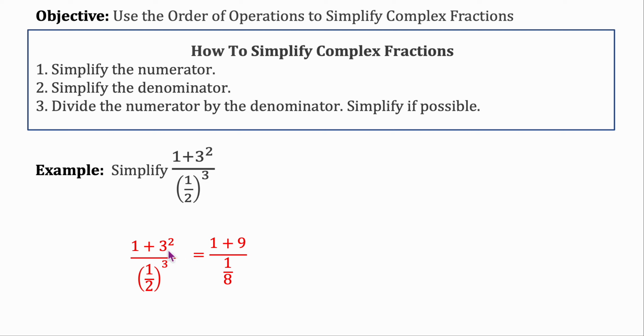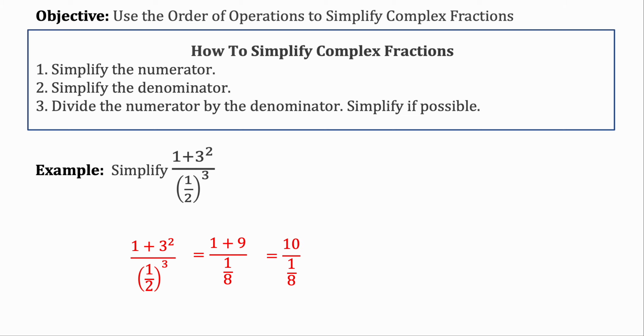If we treat the top as if it's its own problem, this would be 1 plus 9, because 3 squared is 9. Now, to cube a fraction, you're just going to take the power on the top and the power on the bottom. 1 to the third power is 1. 2 to the third power is 8. So that's where we've gotten so far. But our numerator is not simplified as much as we should. So let's simplify it one more time until we get 10 over 1/8.